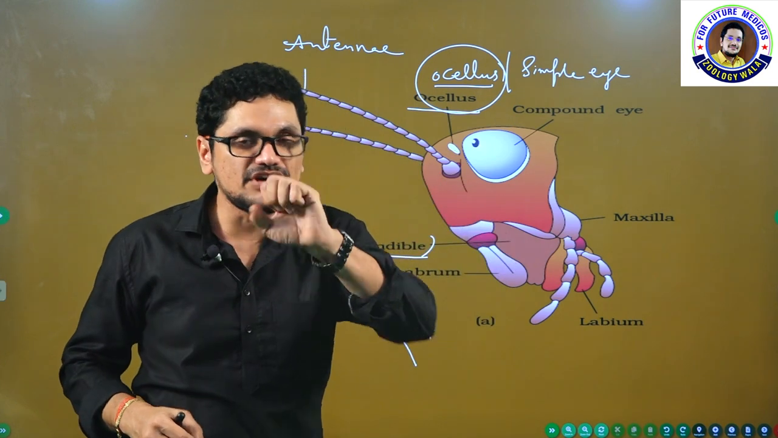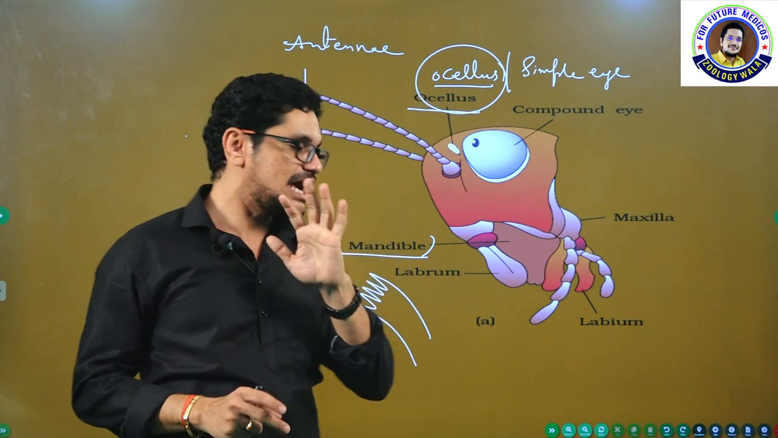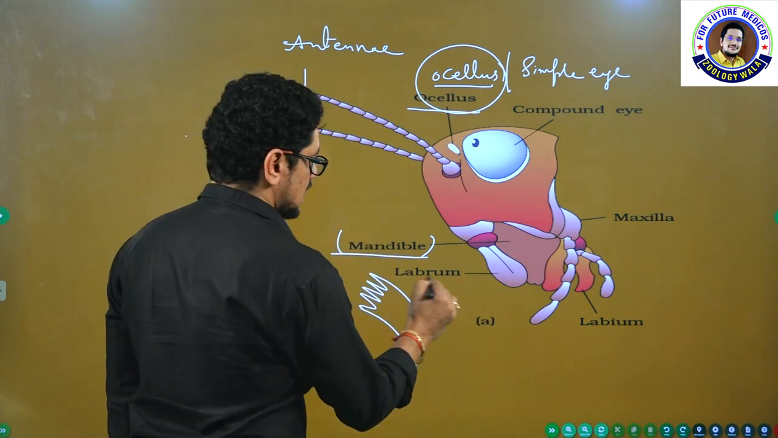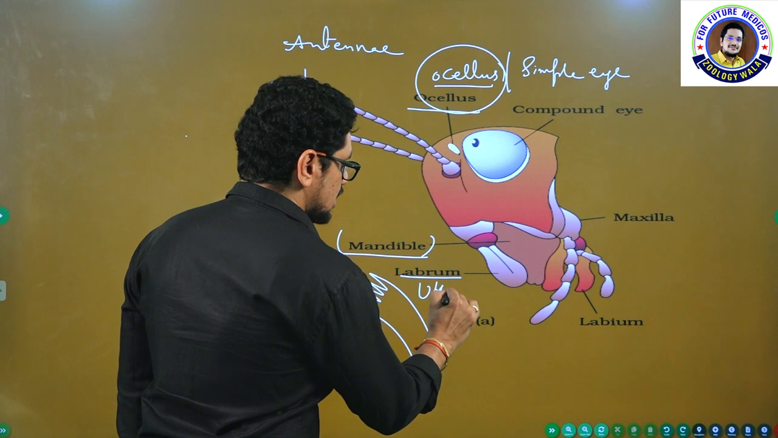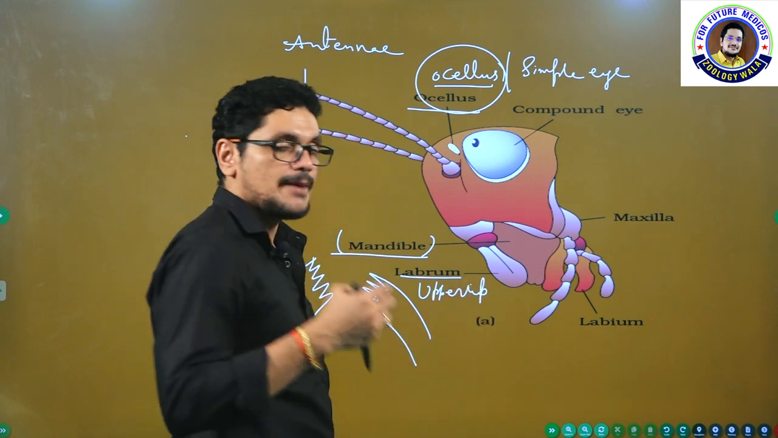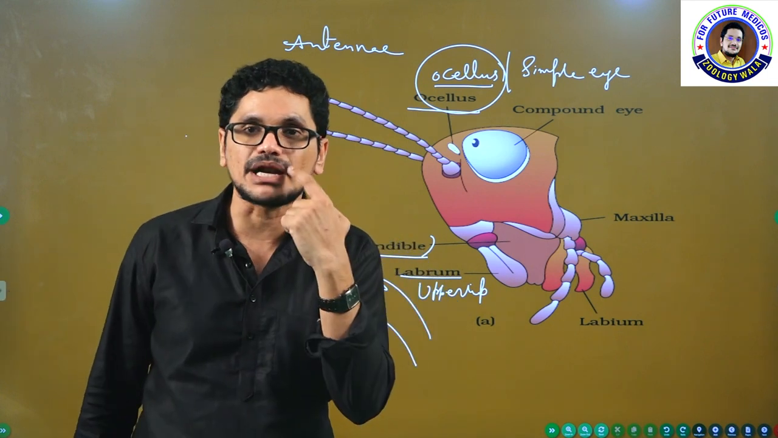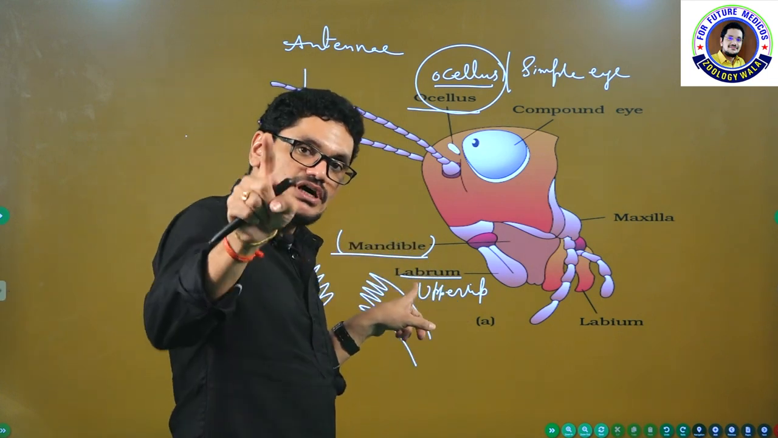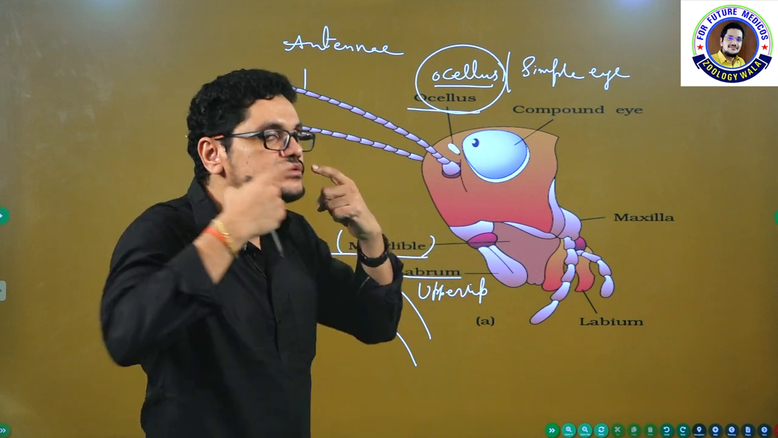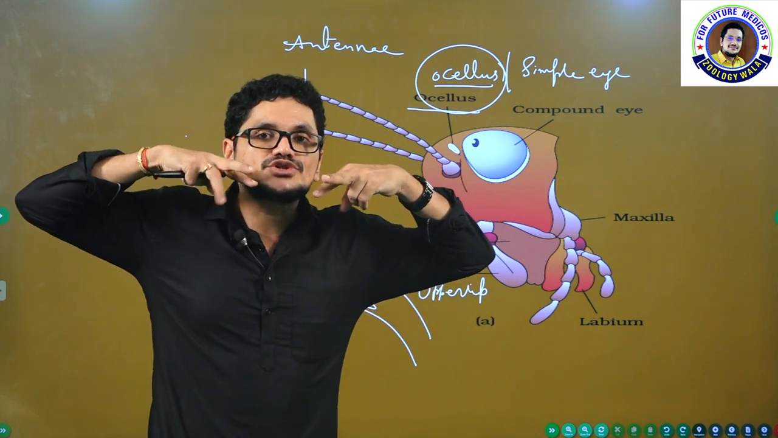And this is the upper lip. Even for cockroaches, upper lip will be there. See, this is the upper lip, labrum, L-A-B-R-U-M. Labrum is called the upper lip, even for human beings. And this is the upper lip of the cockroach. And just behind them are the mandibles. See, two mandibles are present.